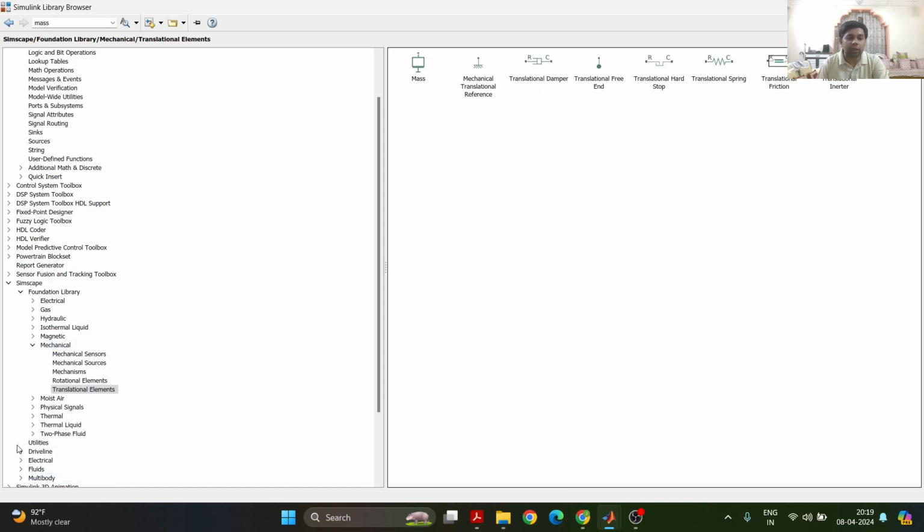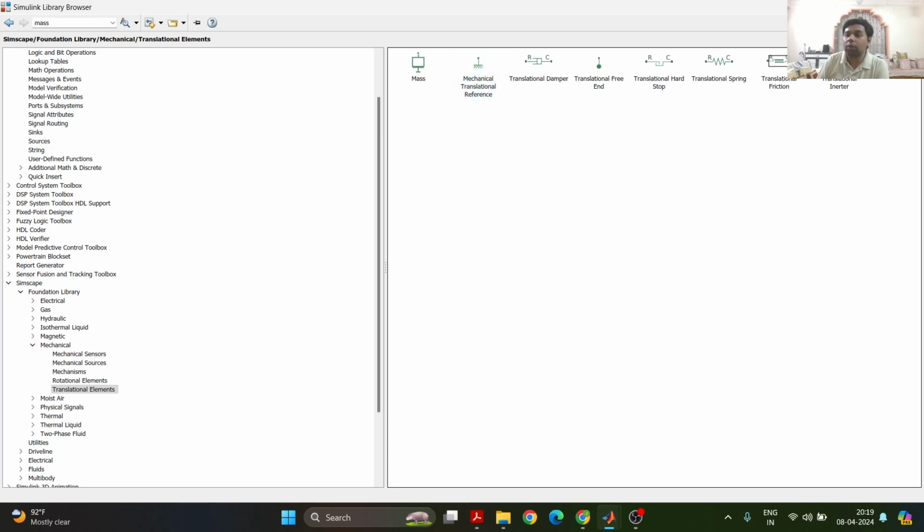So in the Simscape library, you can go to the foundational library, then go to the mechanical library, and then go to translational elements. There we can find the block for mass. So we'll add a block for mass, and the mechanical translational reference.